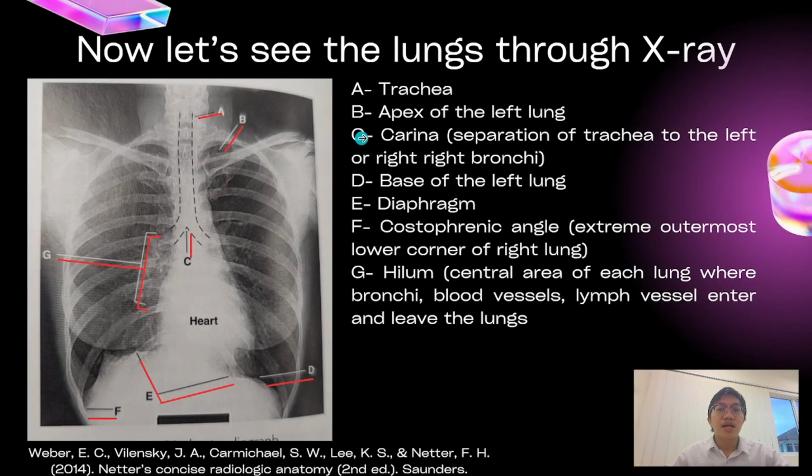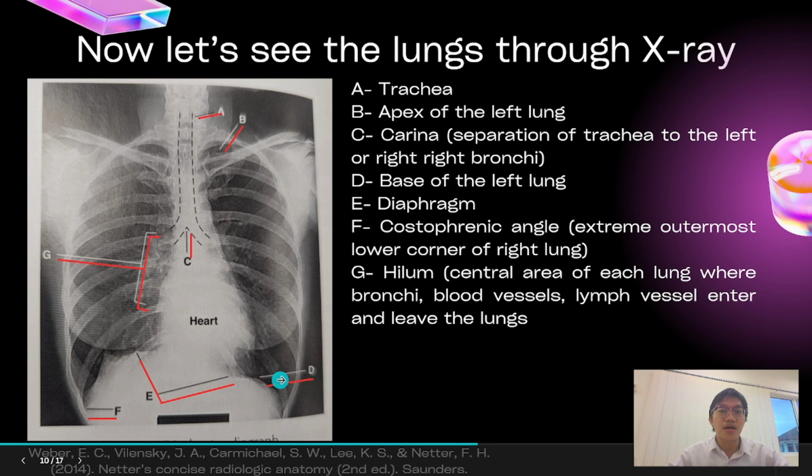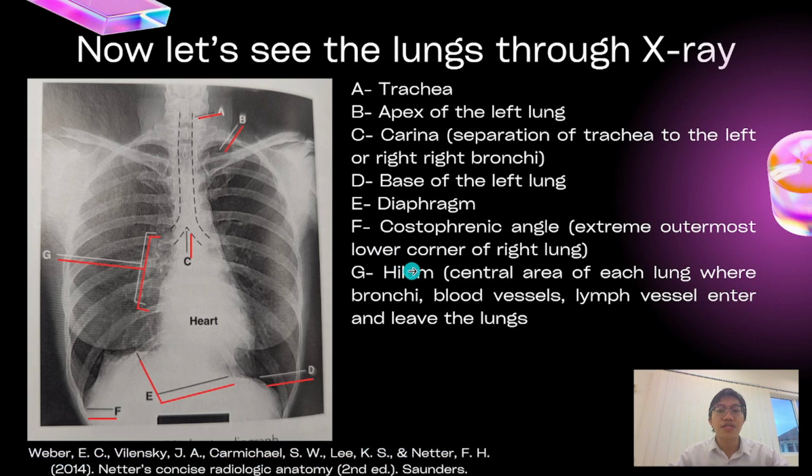So now let's see the lungs through X-ray. What we can see here is a picture of a chest X-ray. The A part here is the trachea, the B part here is the apex of the lung, C is the point of the division between two bronchi called carina, D here is the base of the left lung. E is the diaphragm. F is the costophrenic angle. G here is the hilum, which is the central area of the lung where all of the vessels meet together.